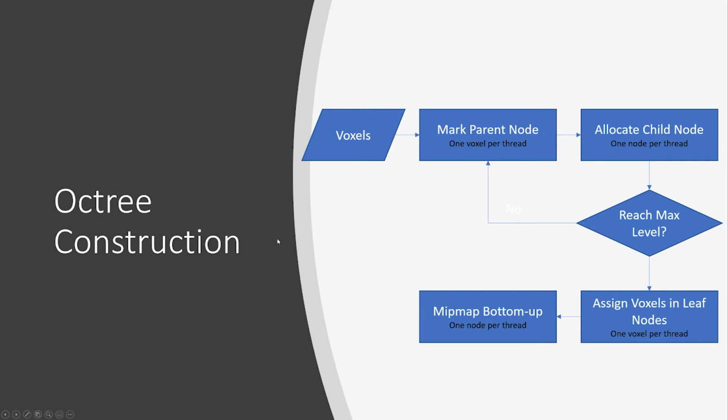And for octree construction, I did this in a top-down manner. This is the flowchart for the construction. I first mark every parent node that needs to be subdivided. Then I allocate the child nodes. Then I detect whether it reached the max level. And finally, I assign voxels in all the leaf nodes of the octree, and I map them from the bottom up.